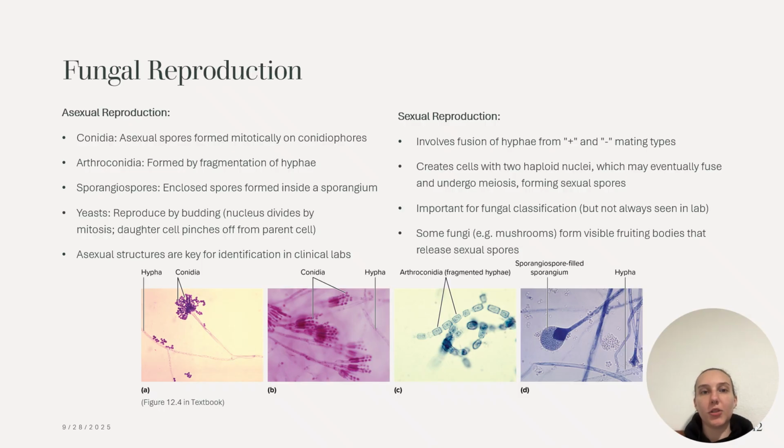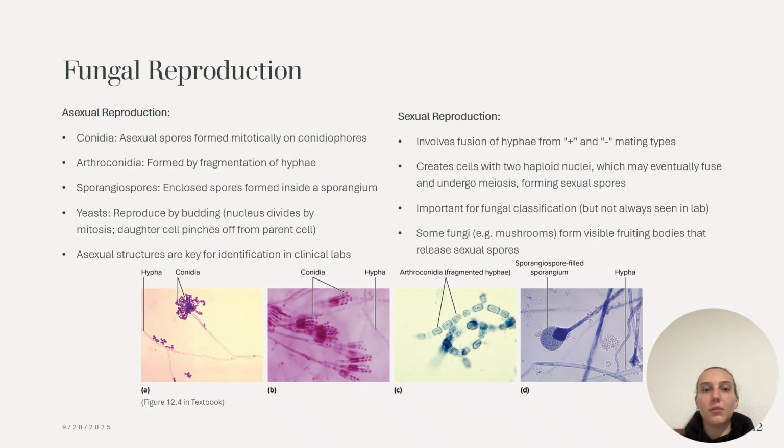Most commonly in lab cultures, we observe asexual reproduction, which includes spore types like conidia, arthroconidia, and sporangiospores. Conidia are spores formed on conidiophores, while arthroconidia are formed by fragmentation of hyphae. Sporangiospores form inside a sac called the sporangium, and yeast reproduce asexually through budding, where the nucleus divides by mitosis and goes into a daughter cell that pinches off. These structures are crucial in medical identification because they're visible under a microscope in culture.